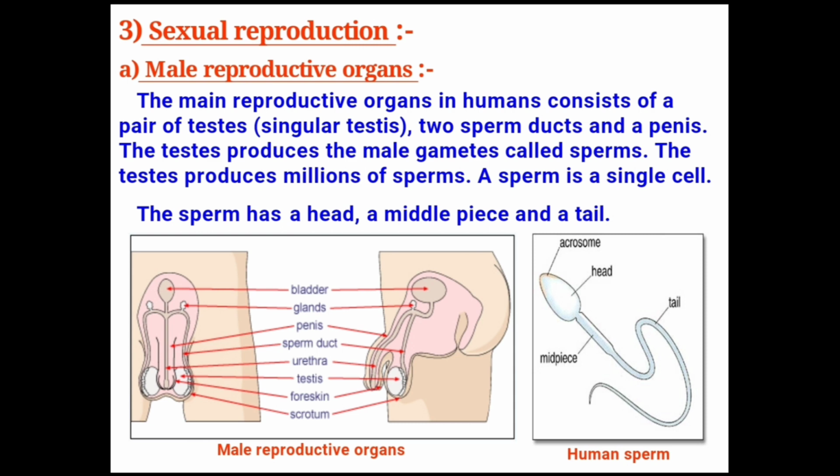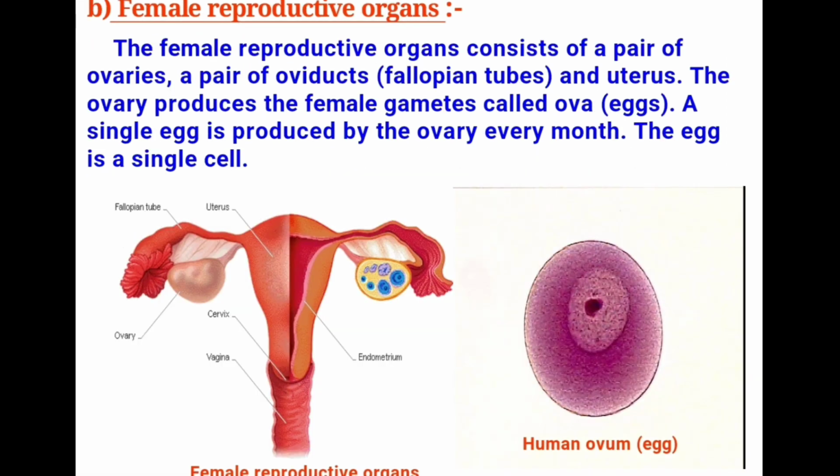Now in female, you can see the female reproductive organ. The female reproductive organ consists of a pair of ovaries, here you can see the ovaries, and a pair of oviducts. This is the oviduct, or in other words, we can say the fallopian tubes. And here, this is the uterus. The picture clearly shows the many parts.